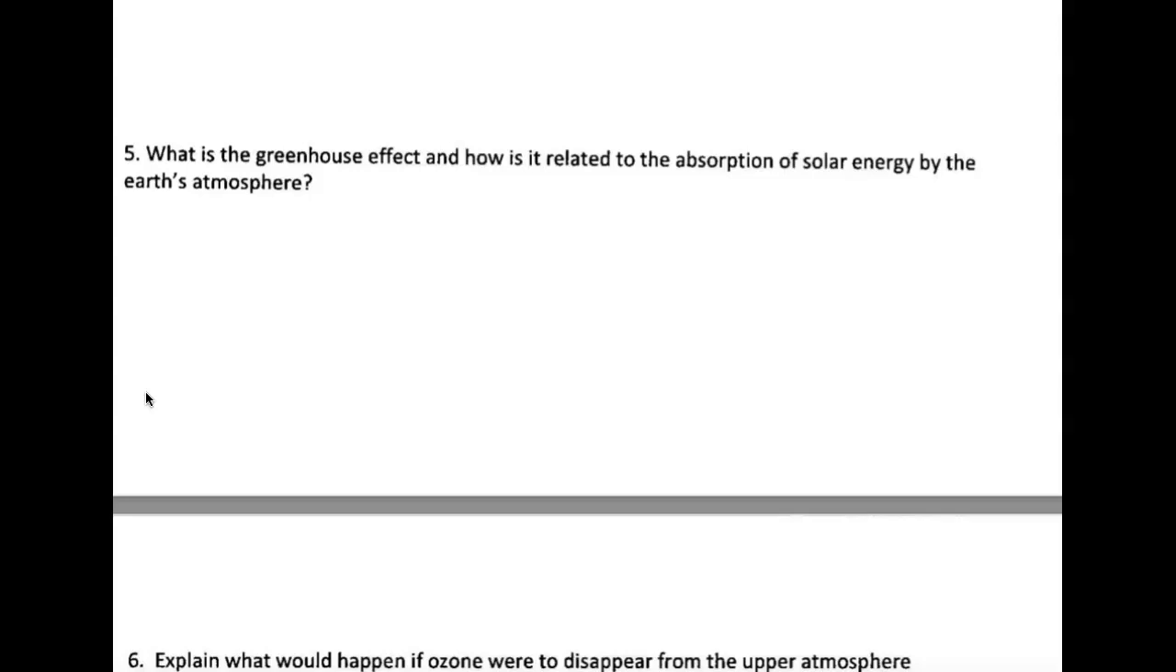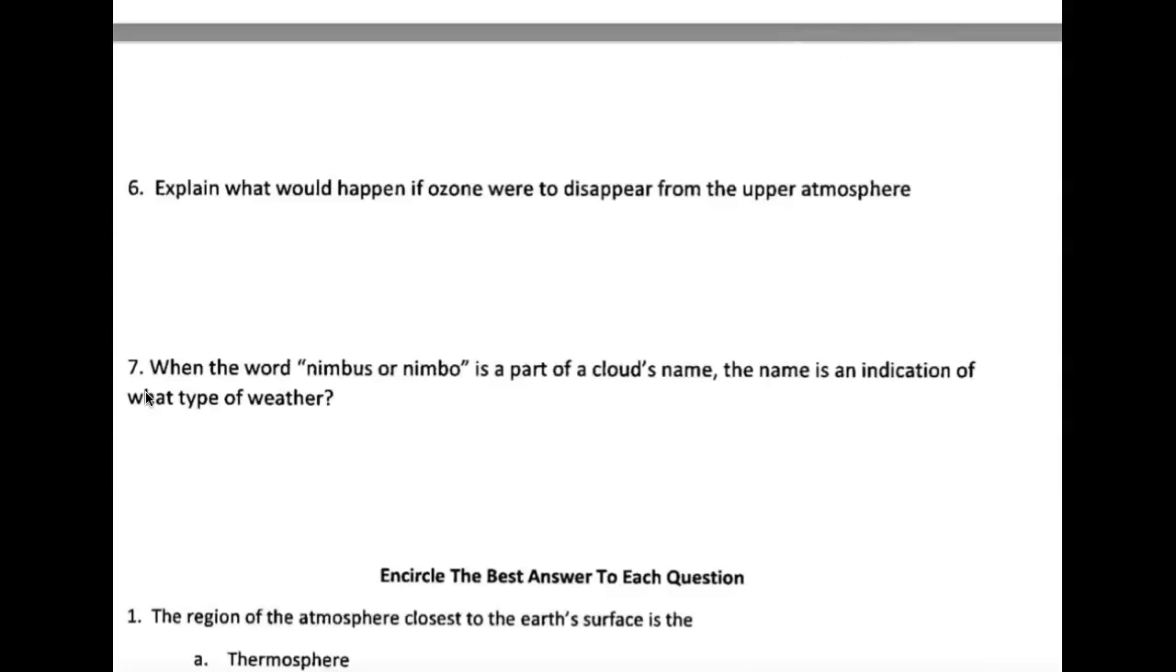So the greenhouse effect then is the entrapment of solar radiation. Number 6, explain what would happen if ozone were to disappear from the upper atmosphere. If ozone were to disappear from the upper atmosphere, we will suffer greatly from skin cancer due to ultraviolet radiation reaching the surface of the Earth where we are.